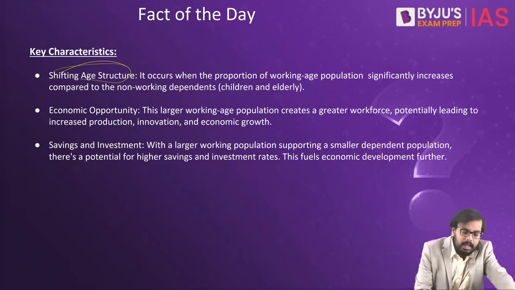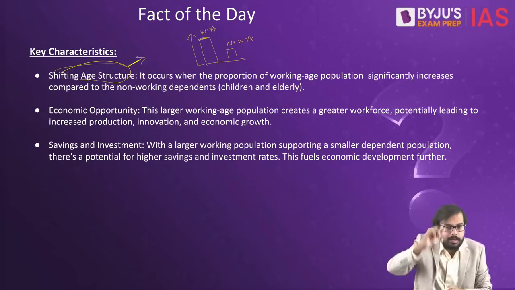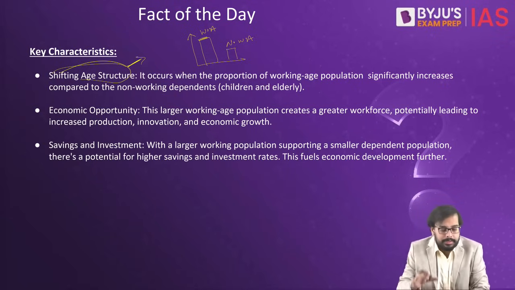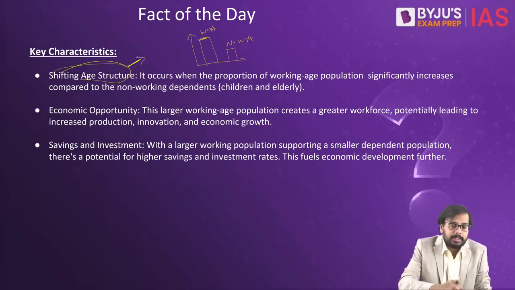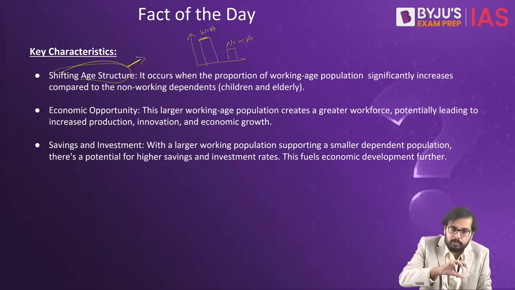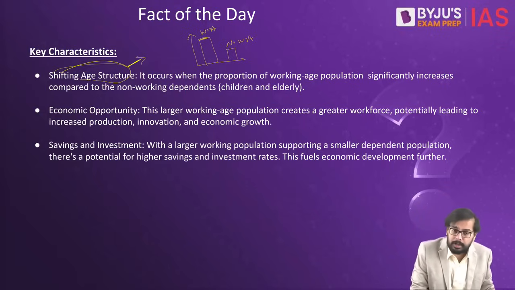It means that the proportion of the working age group is more compared to the non-working age group. This is the non-working age group and this is your working age group. That is the first main characteristic. Whenever in any country, due to the age factor, the proportion of the working age group becomes more compared to the non-working age group, that is one characteristic of a demographic dividend.